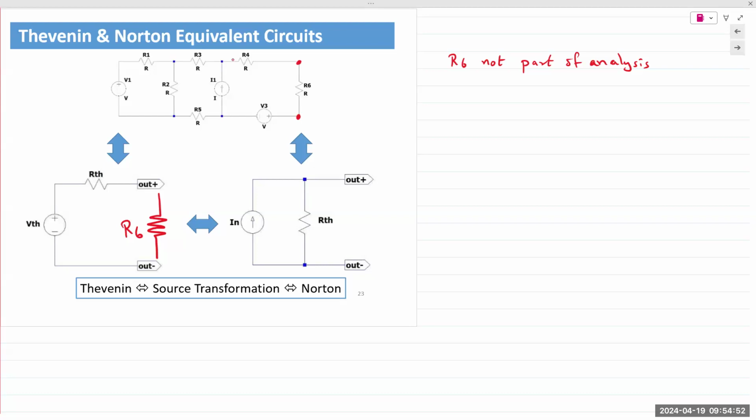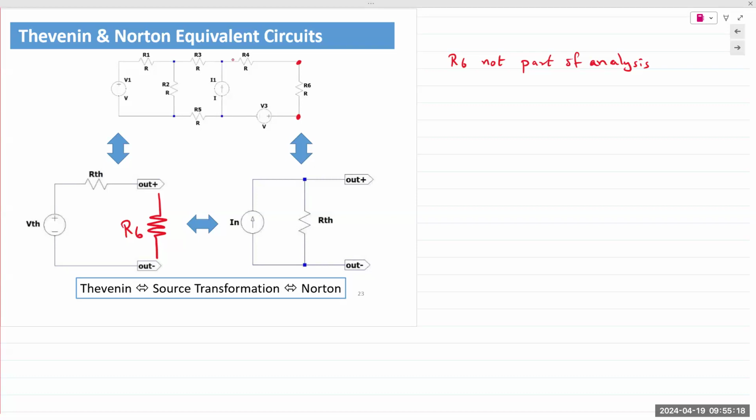If you looked at the final exam, this is a 30-point problem in the final exam. It has multiple parts. Every part is either 5 points or 10 points or 2 points. It tests everything from chapters 1 and 2. Okay, so outside of R6, you can represent it with one single voltage source and one single resistance.